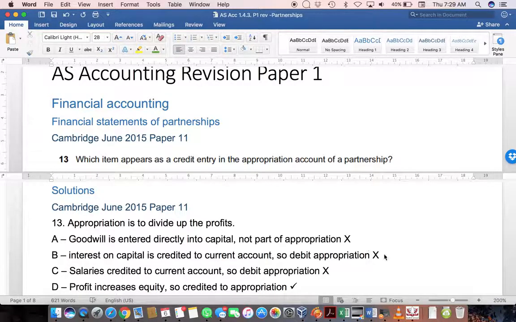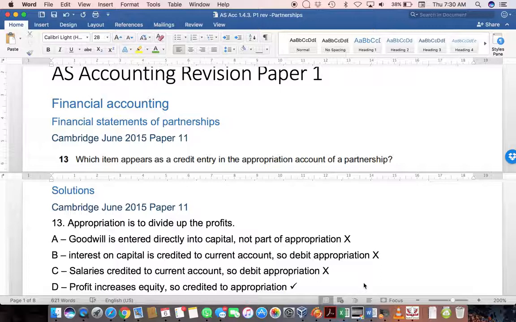And so therefore goodwill will not be part of the appropriation at all, and we don't like A as a possible answer. If we have a look at option B, interest on capital. Well, interest on capital is going to be credited to the current account, and appropriation will be used, but appropriation will have to be debited. So therefore, that is also not an option. C, salaries credited to the current account. So again, you would debit appropriation rather than crediting it as is required. Salaries and interest are treated in exactly the same way. So both B and C are not options.